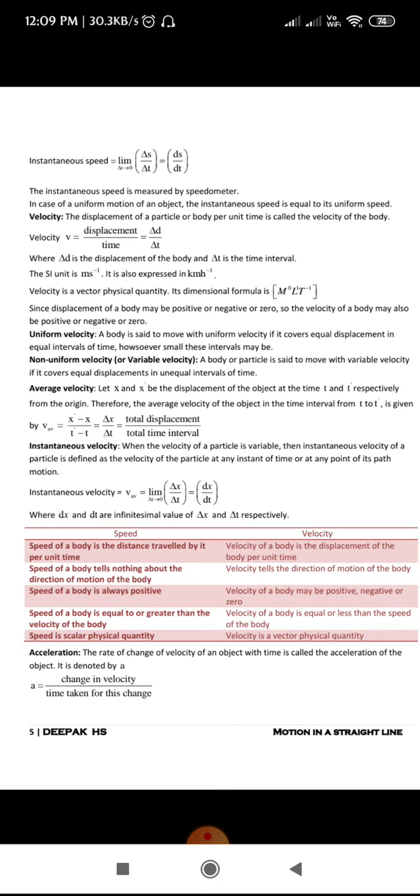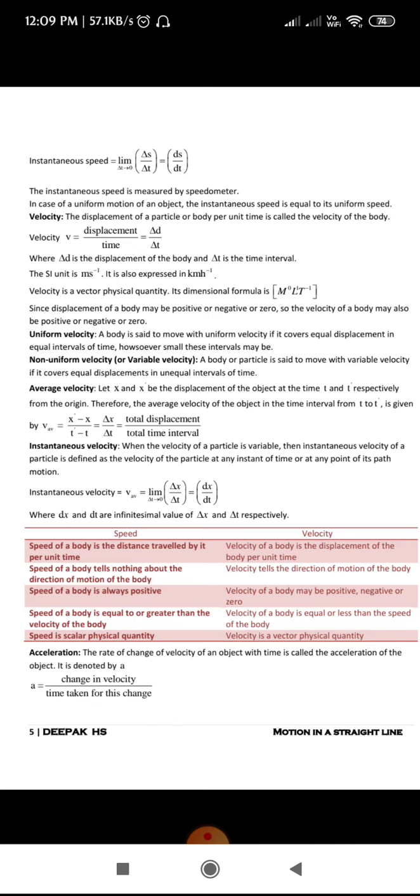Now next, coming to uniform velocity. It is defined the same as in the previous case where we defined uniform speed. Similarly, a body is said to move with uniform velocity if it covers equal displacement in equal intervals of time, howsoever small these intervals may be.